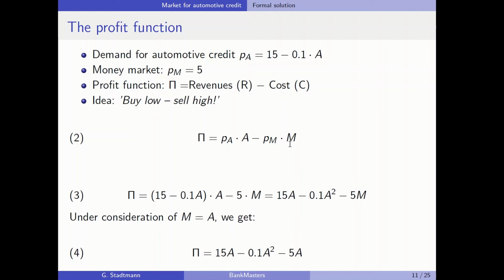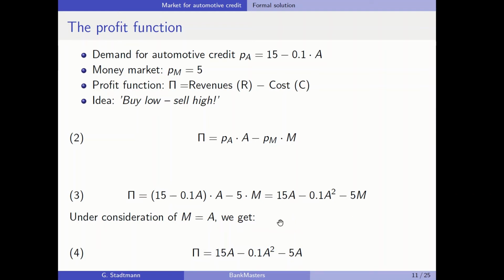When we plug in all the information we have, we get to equation 3. In the first part, we have inserted the demand relationship. This stems from our regression analysis, and when we multiply through the price times the quantity, we get our revenues. Furthermore, we have to subtract the cost, so 5 times m, this is the cost part. We can get rid of the brackets here. We multiply through 15 times A and minus 0.1A times A, and we get 15A minus 0.1A squared minus 5m.